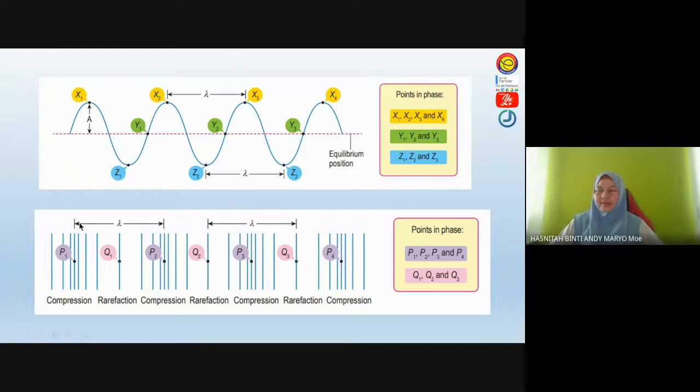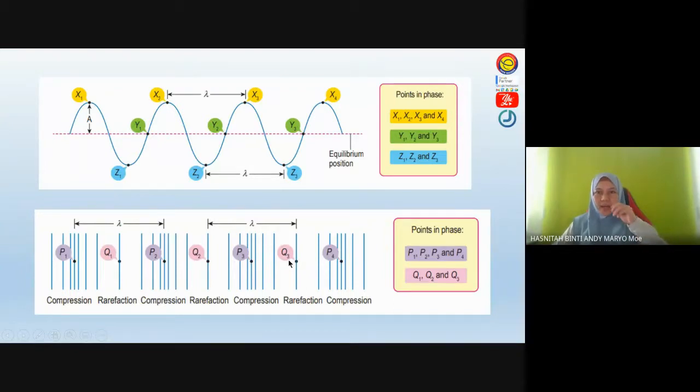Okay, well, down here it shows longitudinal wave. So P1, P2, P3, P4, this is the compression region. Q1, Q2, Q3 is the rarefaction or the stretch region. So you can count lambda from P1 to P2, or from P2 to P3, or from P3 to P4, it represents lambda. And between Q1 and Q2 is also considered as lambda. Q2 to Q3 is also considered as lambda.